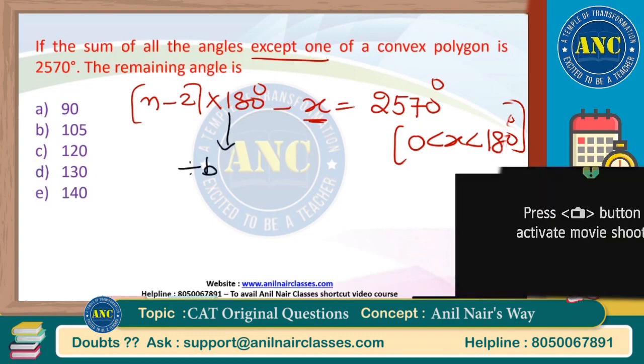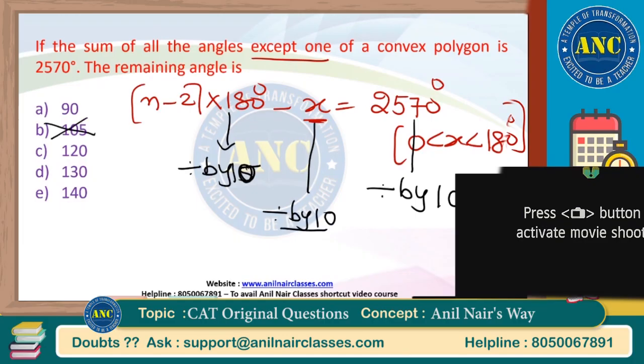180 is divisible by 10, and 2570 is also divisible by 10. So x should be divisible by 10. 105 is not possible, just by looking at it.